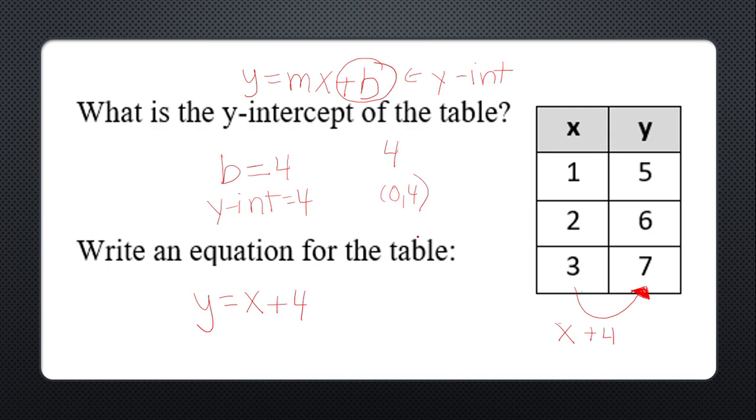All right. Another thing you could have done to find the y-intercept is you could have looked at the pattern. It's where x equals 0, right? So if I add 4 to that, then I would get 4 on the chart.